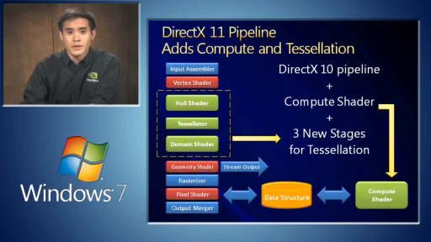So how does this all work together? Here's an overview of the Direct3D 11 pipeline. As you can see, it's basically the Direct3D 10 pipeline with the addition of a compute shader and the addition of 3 new stages that support tessellation. In the diagram, the square boxes are fixed function portions of the pipeline, and the rounded boxes are the programmable shaders.